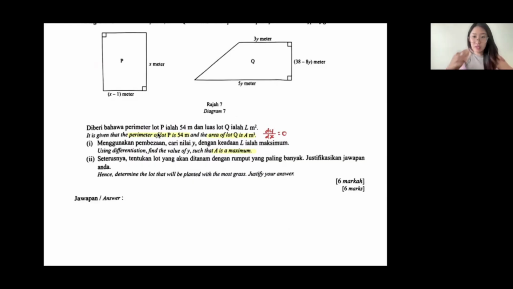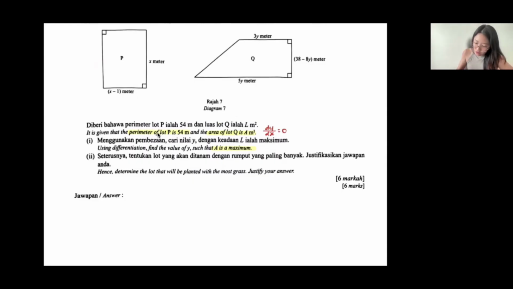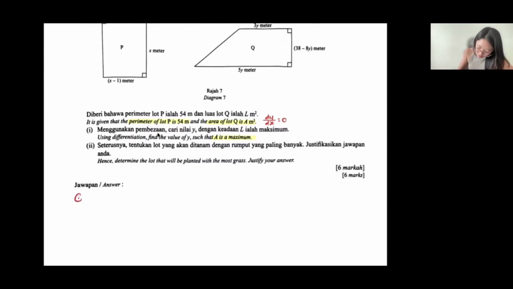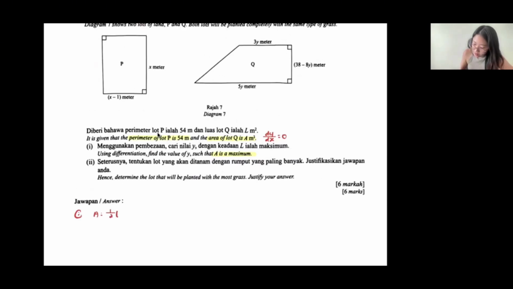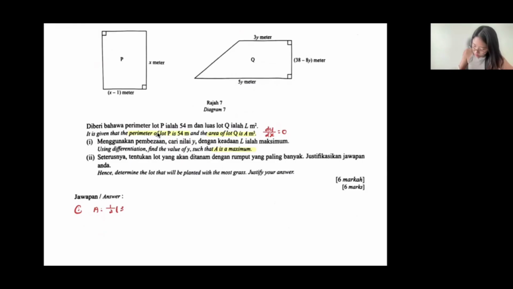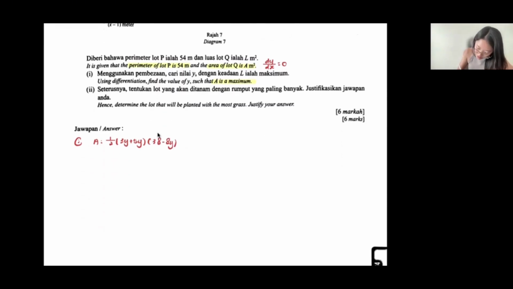Because when it's maximum, the gradient of the tangent is 0. So when you see maximum, minimum, stationary, or turning point, you will do dy/dx equal to 0. Over here it is about area, so let us do area first. The area of a trapezium is 1 over 2 times the parallel lines you add together, so it's 3y plus 5y, and multiply with the base, or we call it the height. Then we expand this.